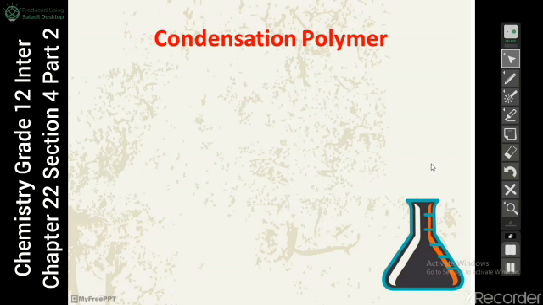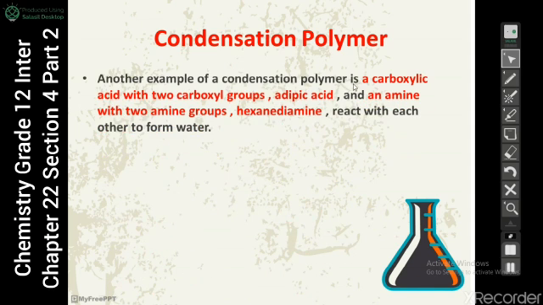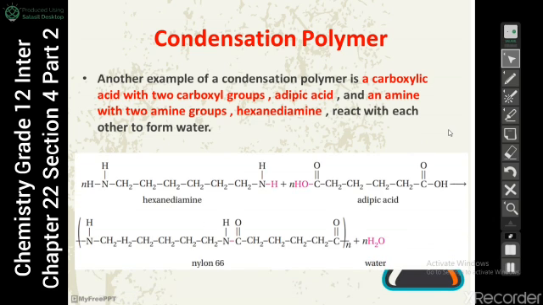Another very important condensation polymer is a polymer formed between a carboxylic acid with two carboxyl groups, adipic acid. So adipic acid is a carboxylic acid with two functional groups, which is two carboxyl groups, and an amine with two amine groups, which is called hexanediamine. So hexanediamine is an amine with two functional groups, which is two amine groups. They react with each other and form a water molecule, like this. It looks scary, but let's take a look.